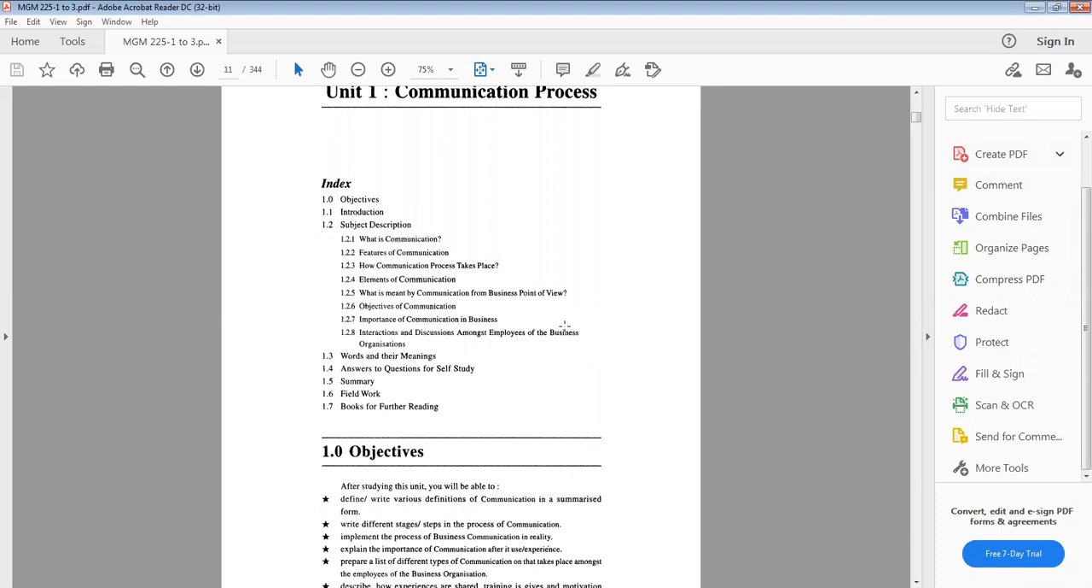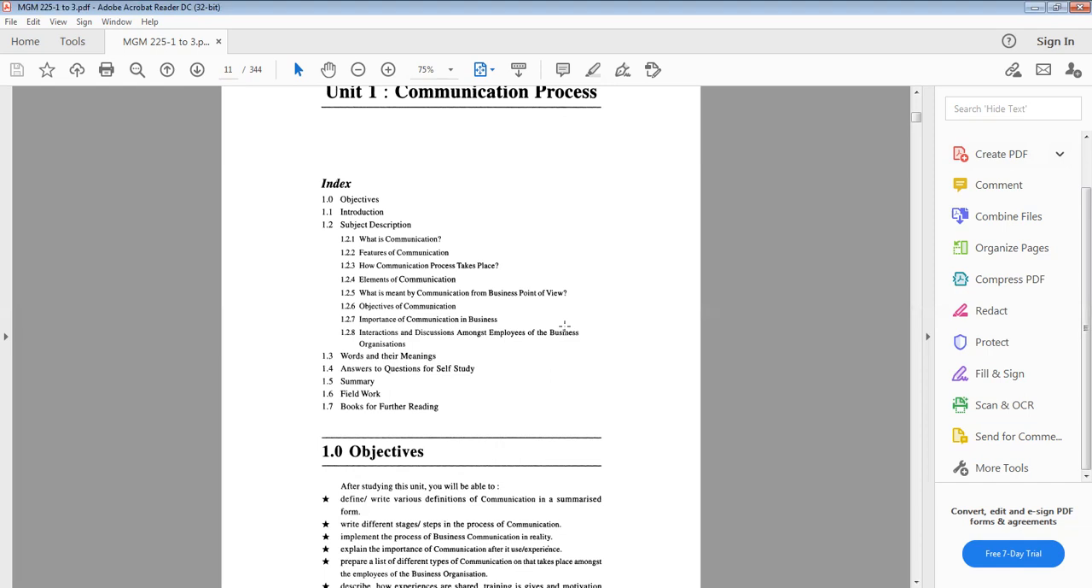Today we will start our BCom lectures for business communication. The code for the course is MGM 225. So now we'll first talk about our syllabus. The syllabus includes the following things: principles and media of communication, verbal and written communication, effective communication, and human relations. The syllabus is divided into three parts. Each part has 4 units. So we will start with our unit 1, communication process.